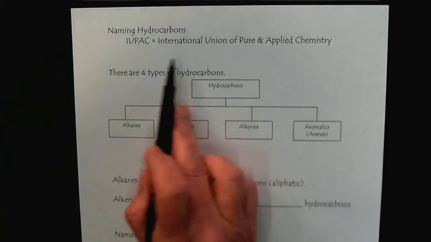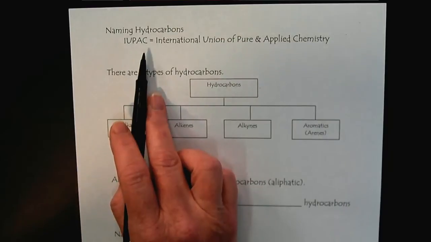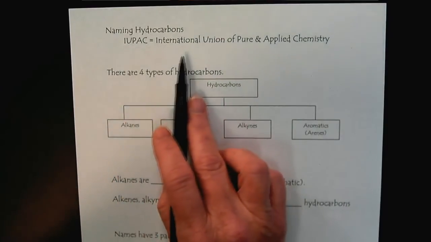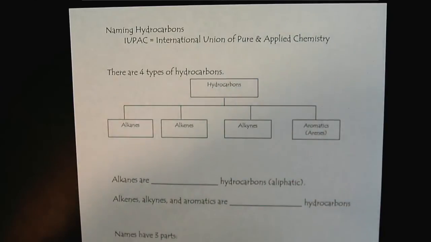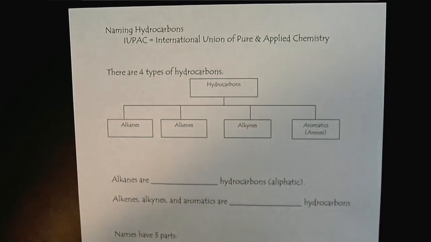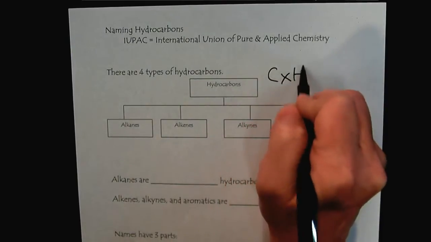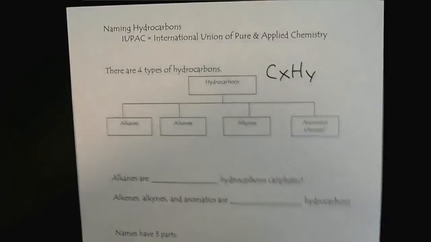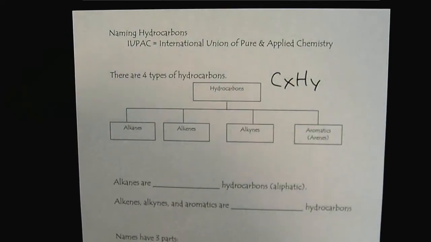Alrighty, so IUPAC, if you're wondering what that stands for, it's an international organization that goes by International Union of Pure and Applied Chemistry. And this is the group of people that have made up and created the rules that we're going to learn today for naming hydrocarbons. So hydrocarbons is very literal. It means that the only elements present in the compound are carbon and hydrogen.